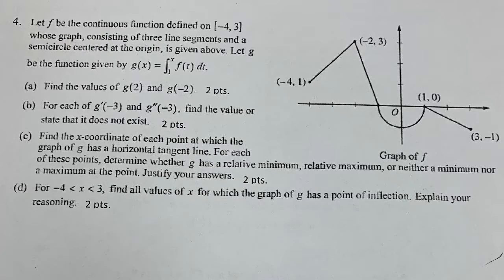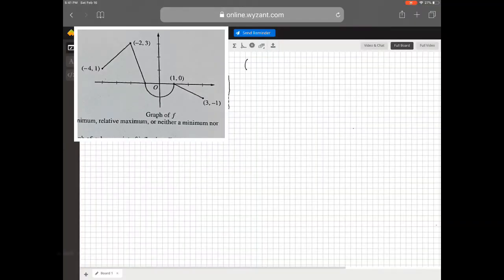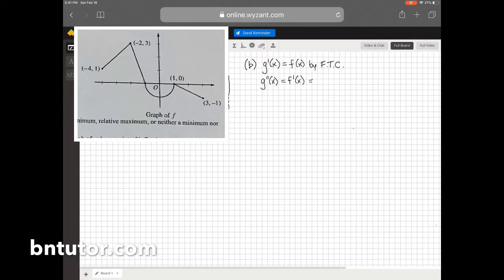The next part of the problem asks us to find g prime of -3 and g double prime of -3, or to state that it doesn't exist. The fundamental theorem of calculus tells us in this case that g prime of x can be found by dropping that upper bound of x into the function f of t. That means that g double prime is simply the first derivative of f.